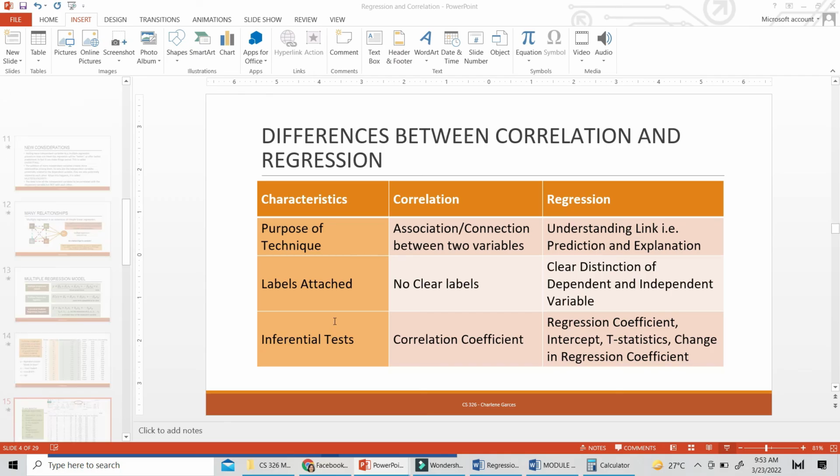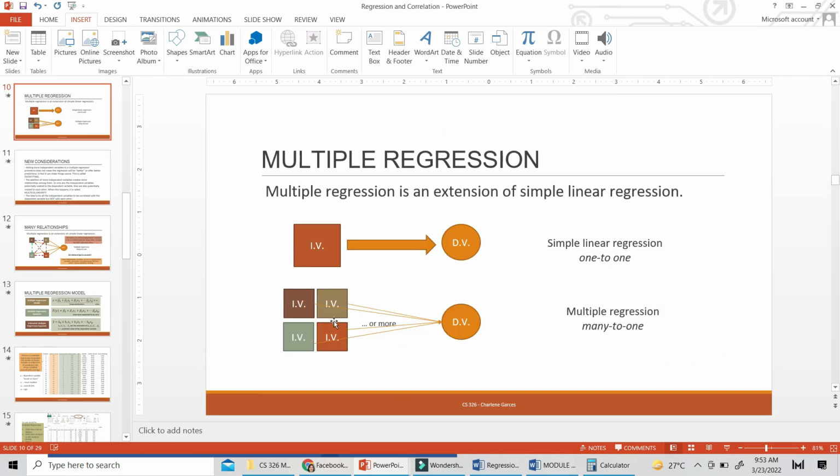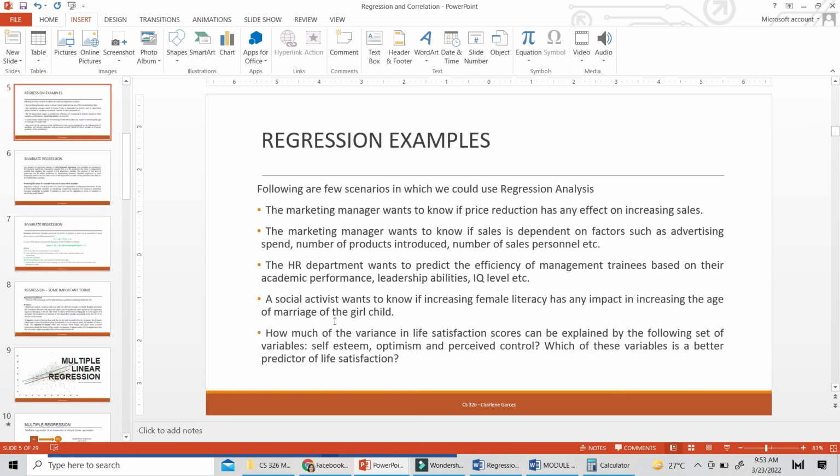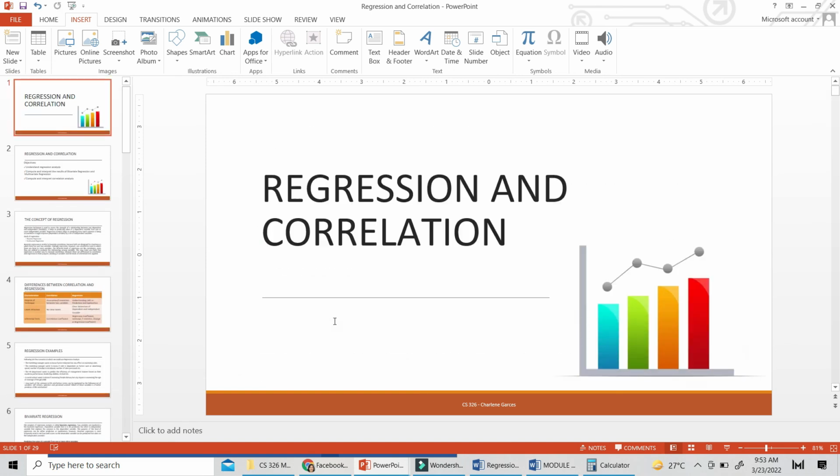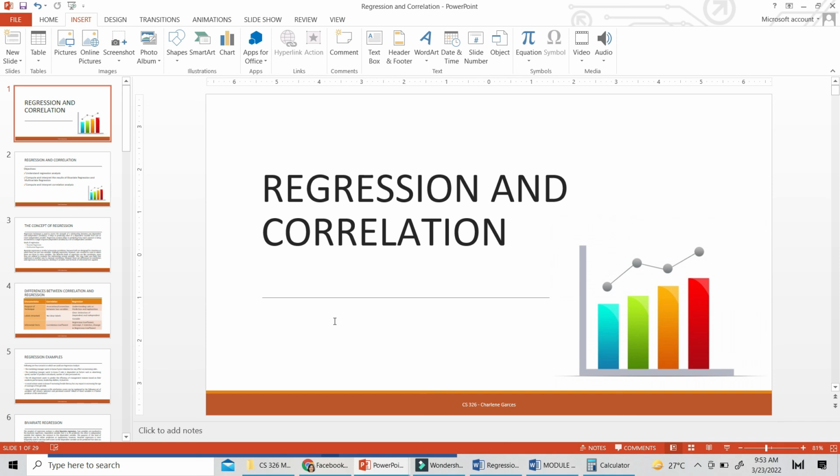Okay? So I hope somehow you are able to get at least the concept or the theory about regression and analysis, what an independent variable is, what a dependent variable is, what variance is, what a coefficient is, and so many other things. What's the relationship or the difference between the independent variable and the dependent variable, what is multiple regression, what is simple linear regression, and so many other things that I have discussed in this video.